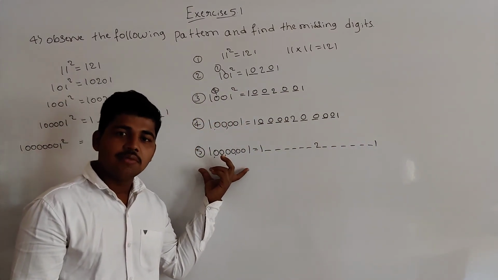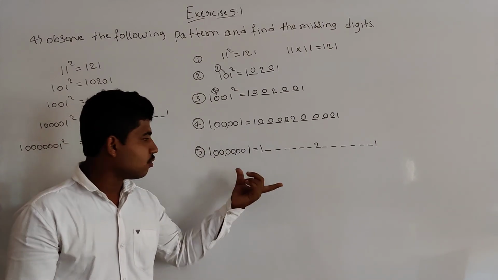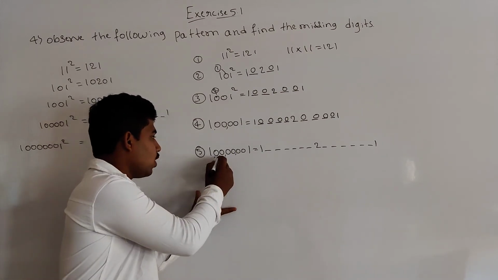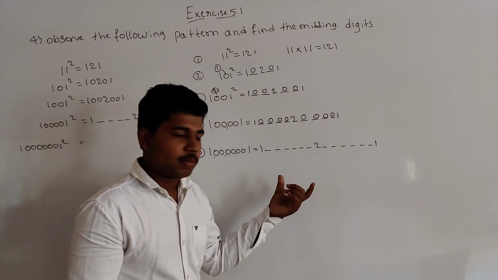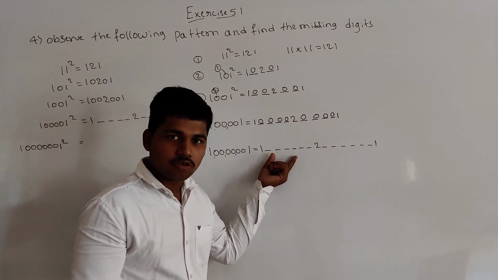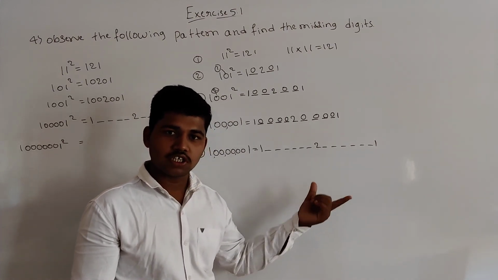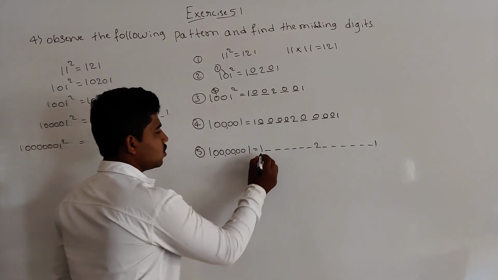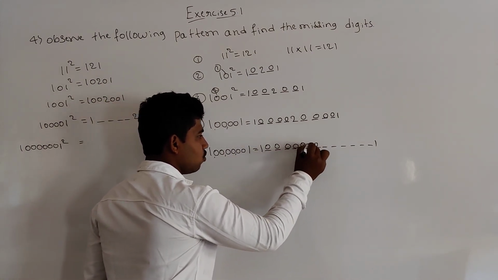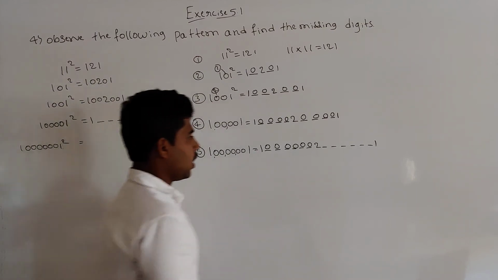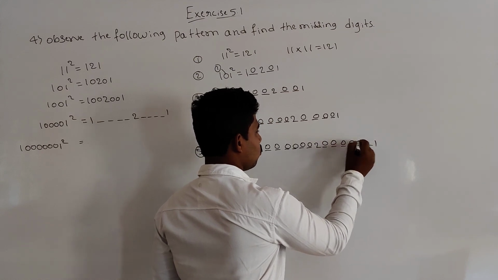Already we know that 11 square means 121. How many zeros are in between the 1 and the 1? 1, 2, 3, 4, 5, 6. Then you should leave the places from 1 to 2, 6 places, to fill the zeros. And again from 2 to 1 you should leave the 6 places. After leaving the places you should fill the zeros, 1, 2, 3, 4, 5, 6. And from 2 to 1 there are 6 zeros, 1, 2, 3, 4, 5, 6.